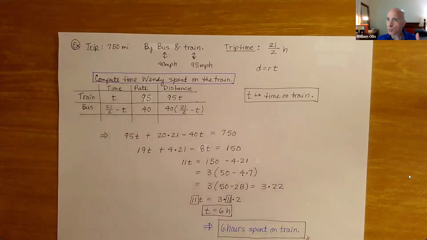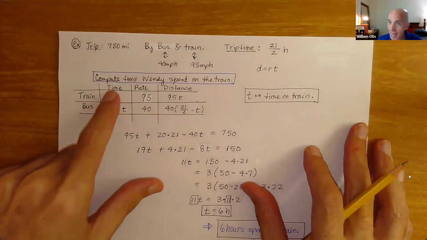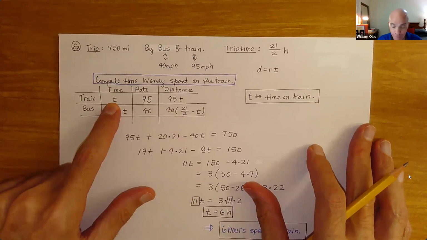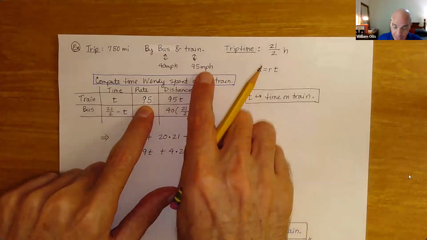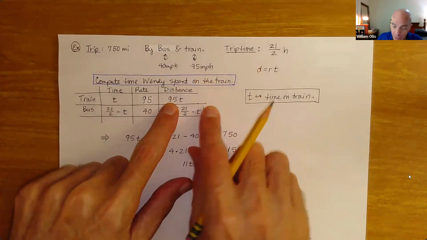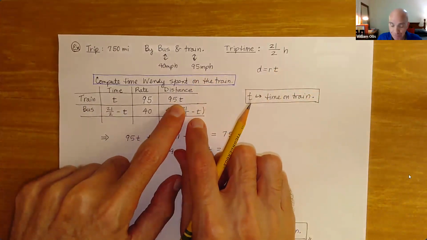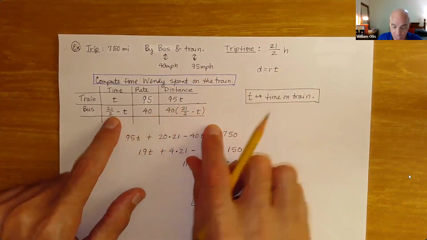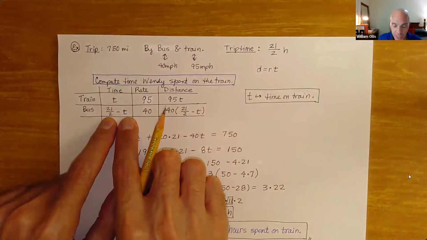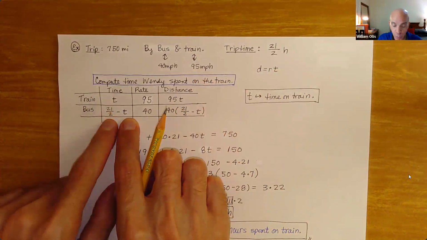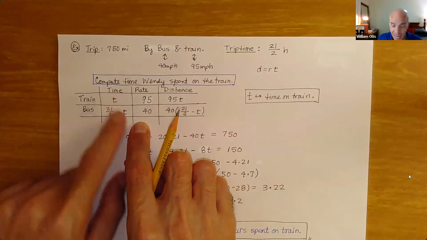So now let's look at the train leg of the journey and the bus leg of the journey. And we have a time, a rate, and a distance. So time for the train is T. The rate we have is 95. And then, of course, distance equals rate times time. We get 95 times T. Now, as you notice here, the total time is 2 1/2. So the time on the bus will just be 2 1/2 minus the time on the train.